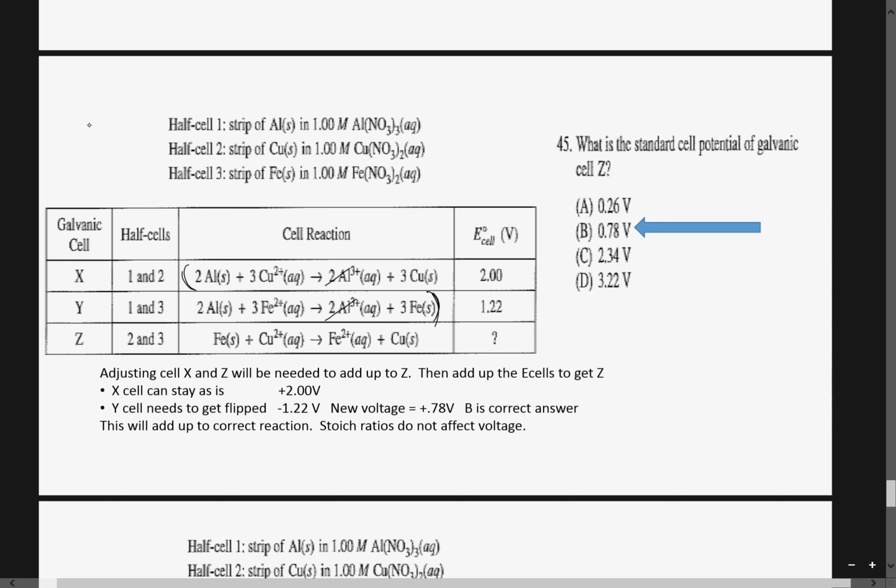And then the Fe2 pluses would cancel. Fe still would stay the way it is. What else would cancel? The aluminum solid would cancel. So all the aluminum stuff would cancel, and I would get this reaction. And when I flip a reaction, the cell potential flips, and then you simply add them together. Here's my addition or subtraction. I get 0.78 volts.